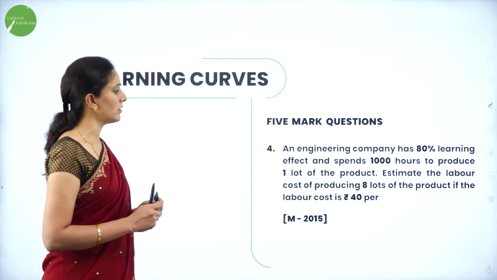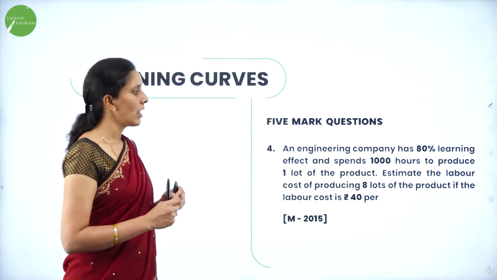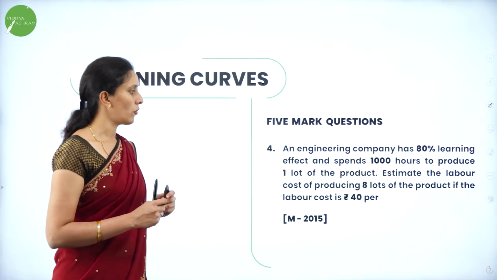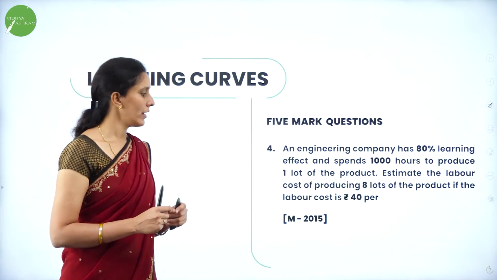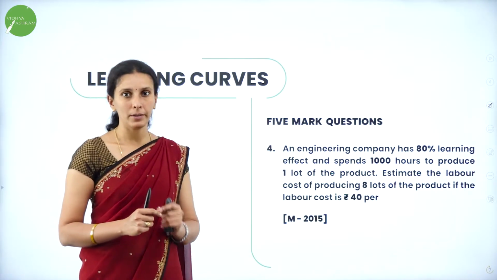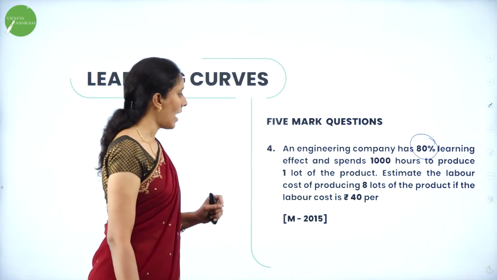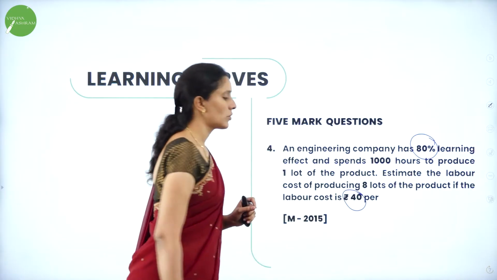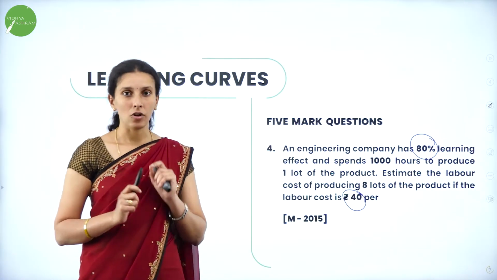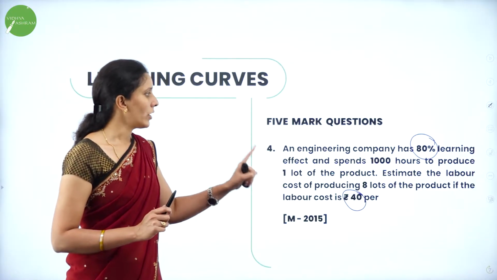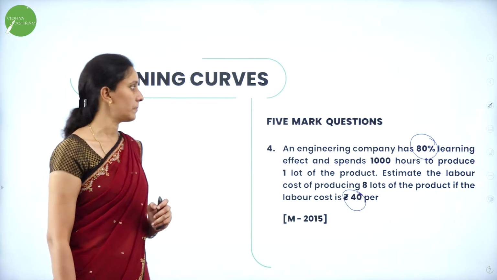Now here is our first question. An engineering company has 80% learning effect and spends 1000 hours to produce 1 lot of the product. Estimate the labor cost of producing 8 lots of the product if the labor cost is rupees 40 per hour. So here we need to know that the learning effect is 80% and the cost is rupees 40. Here we have to estimate the labor cost for producing 8 lots. They have given for 1 lot it spends 1000 hours for the first time. Let's calculate this using the tabular method.